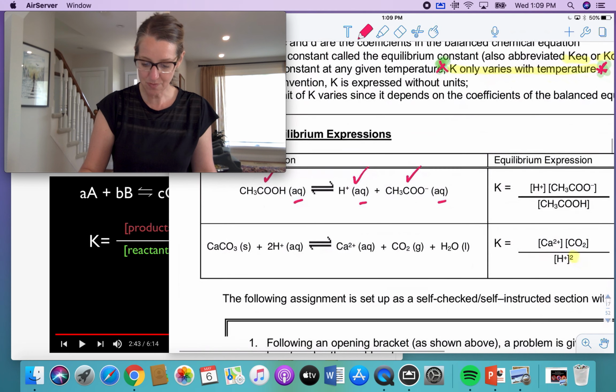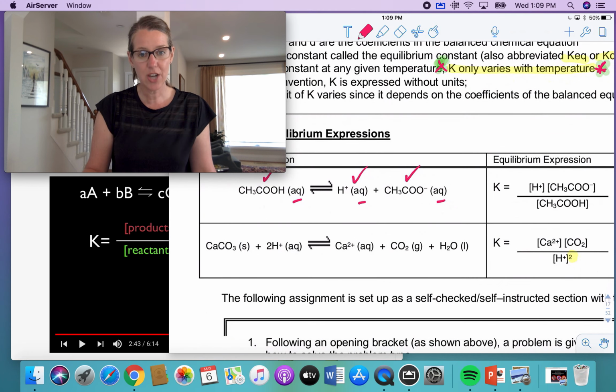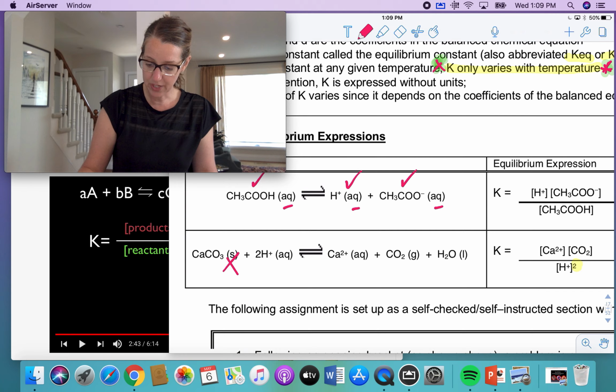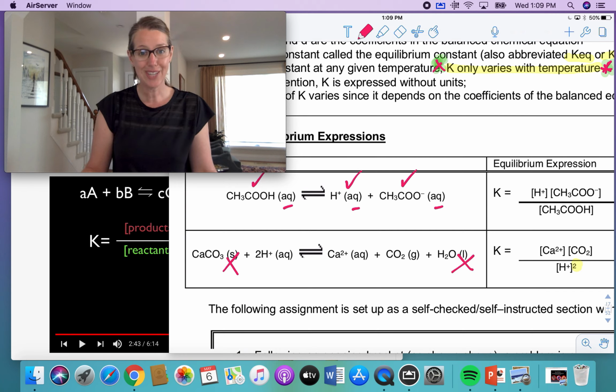Here we go. Calcium carbonate and 2 hydrogen ions to calcium ions, carbon dioxide, and water. First thing you do is you check the state. I don't need to include this one, and I don't need to include this one, but I will include the other ones. Okay, so I take my products first.